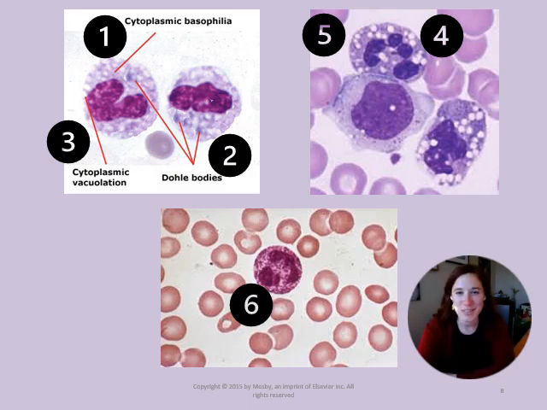Okay, let's look at some more pictures. Try not to look at the note section and cheat. But number one, what do we see? Okay, it has the answer, but let's keep going. Number one, we can actually see this is cytoplasmic basophilia. We see that it's clumpy and it's blue.